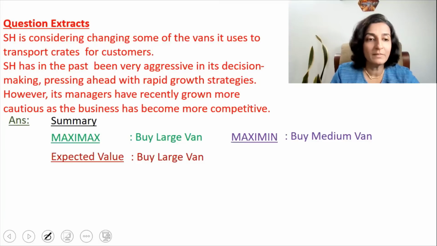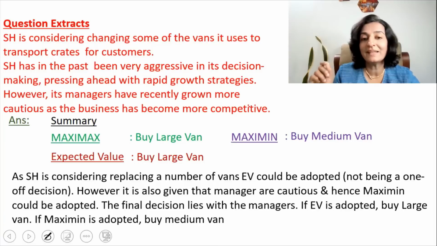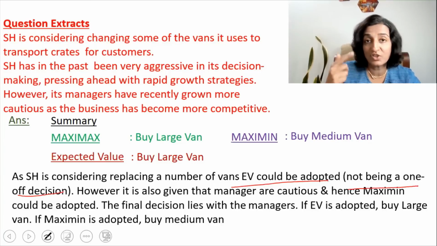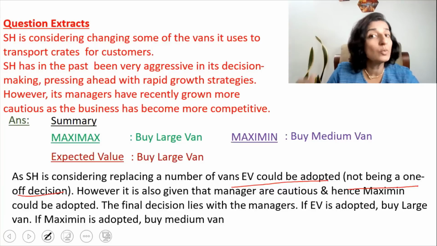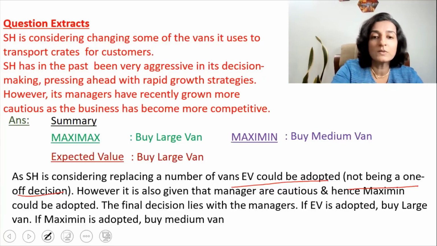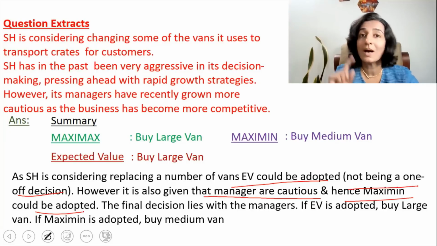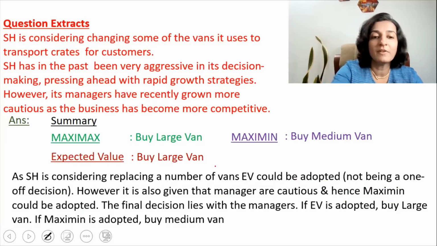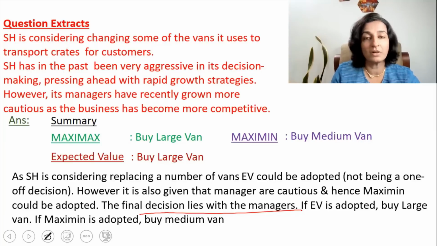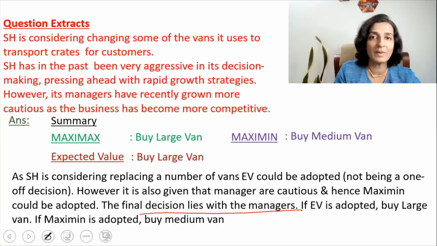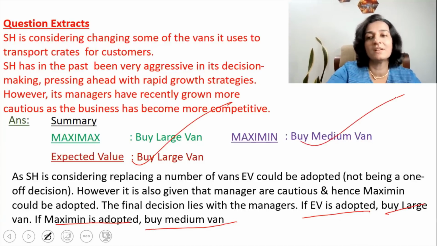So the final answer will be, as SH is considering replacing a number of vans, EV could be adopted, not being a one-off decision. That is, the decision will be repeated many times. That is, the intention is to continue the business in the future. So we could adopt EV. However, it's also given that managers are cautious and hence maxi-min could be adopted. So either it's EV or it is maxi-min. The final decision lies with the manager. So it is their option whether they want to adopt the maxi-min or the expected value approach. If EV is adopted, buy the large van; if maxi-min is adopted, buy the medium van. So we are finally done with the question.